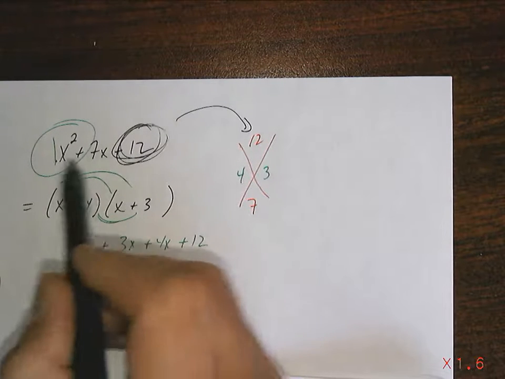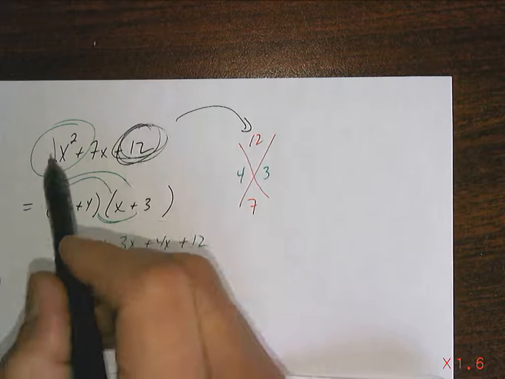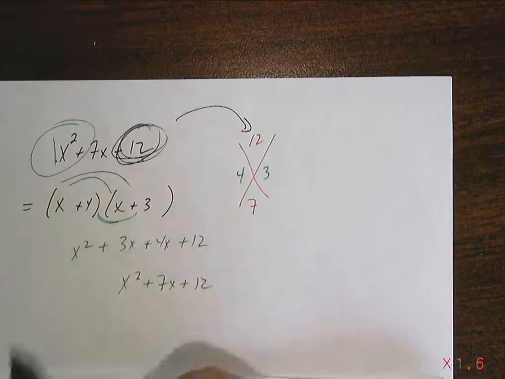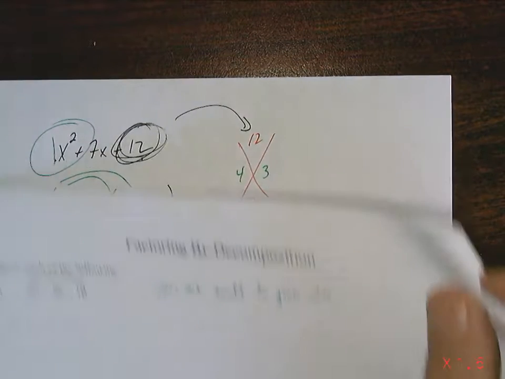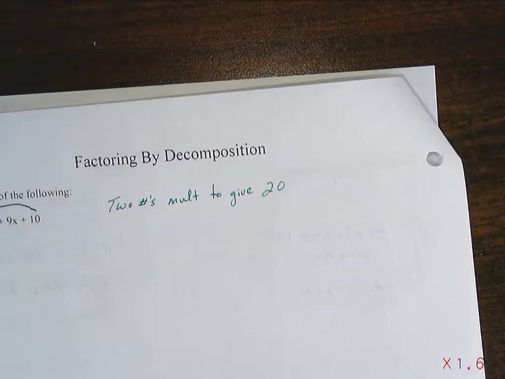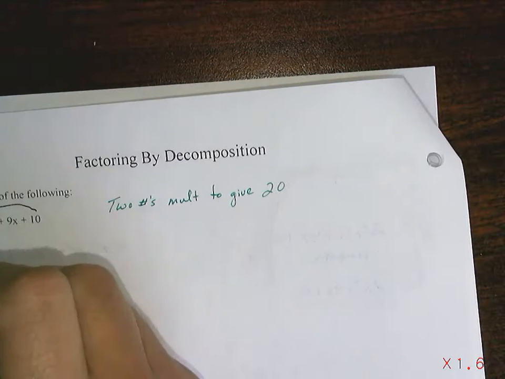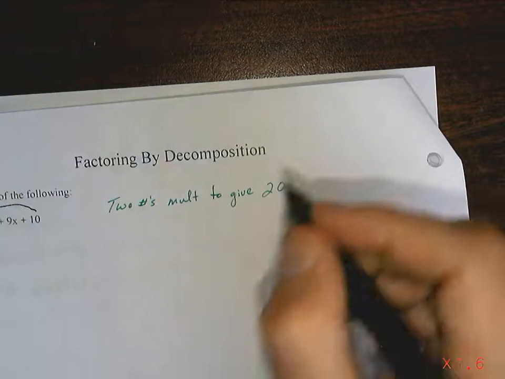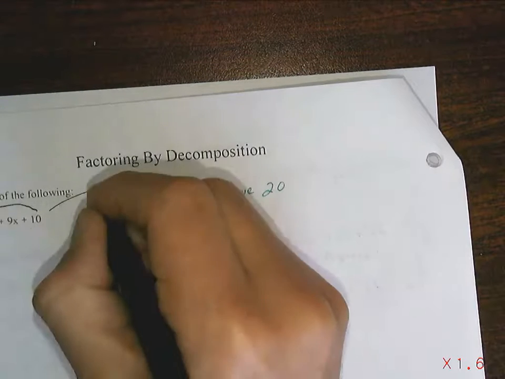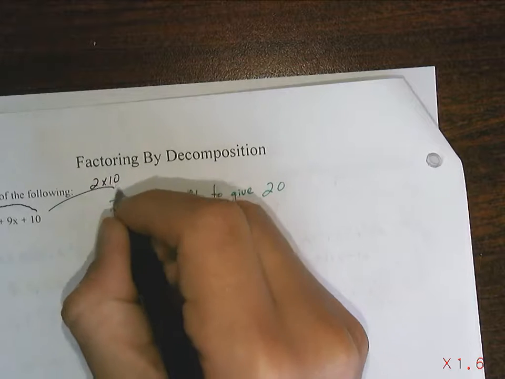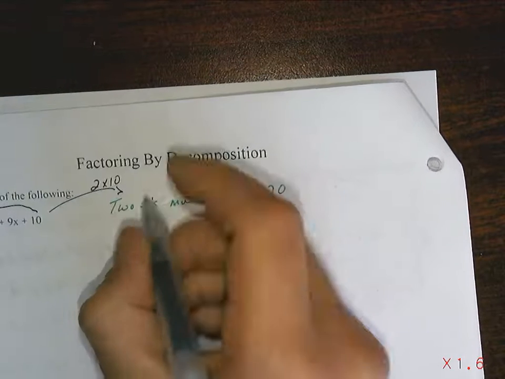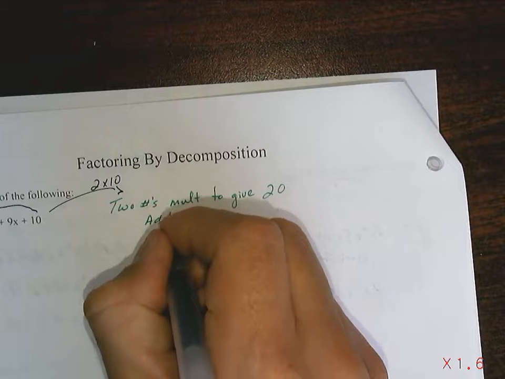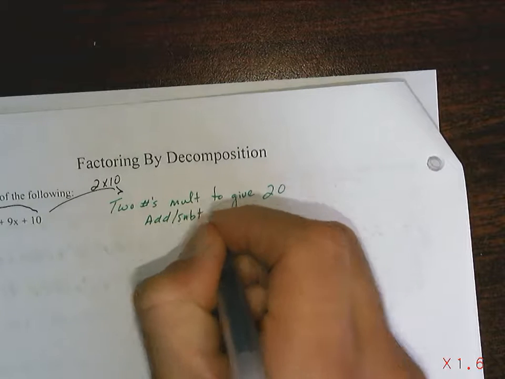So for these ones, we don't mess it up by saying 1 times. We just say, look at the last number, and they need to multiply to give 12. Well, for these ones that have a number in front of the x squared that's not 1, we need to take the 2 and the 10, and we need to multiply them together. And so 2 times 10 is where we come up with looking for two numbers that multiply to give 20. And we want them to add or subtract to give 9.